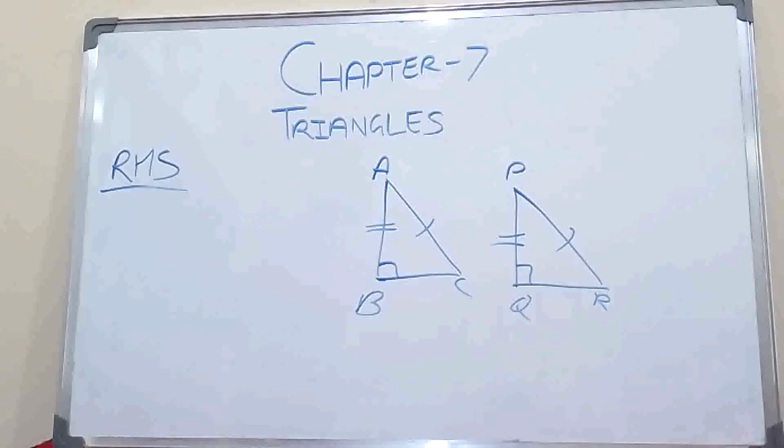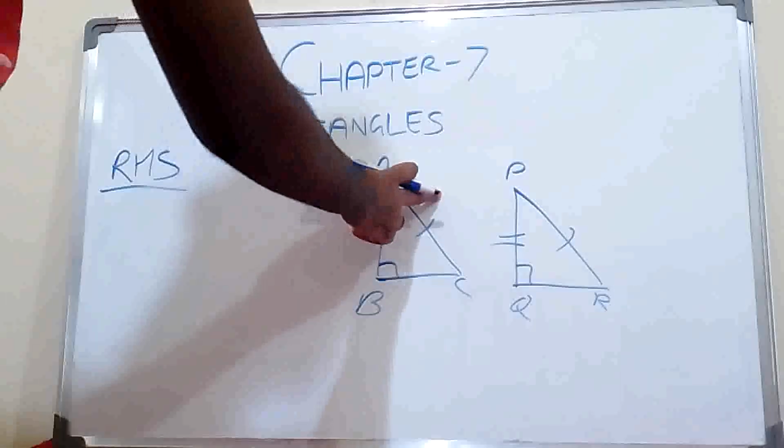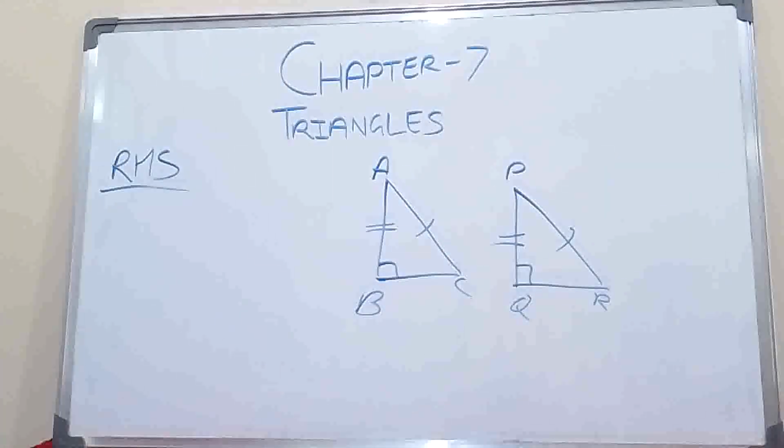So what we see here is also a theorem, and how do we write it down? In statement form we say that in a right angle triangle, if the hypotenuse of one triangle is equal to the hypotenuse of the other triangle, and one side of one triangle is equal to one side of the other triangle, then they are congruent. And the proof is very simple. We are going to use the Pythagoras theorem, which we know. So let's see.